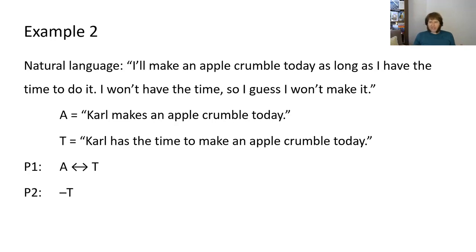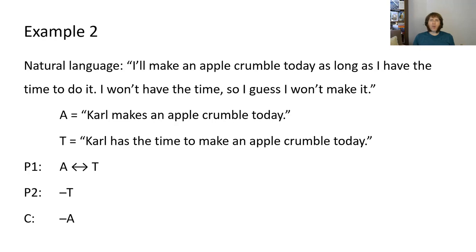Now, what's actually going on in that argument up top is that I'm saying not T, I won't have the time, right? It's going to be false that Carl has the time to make an apple crumble today. Conclusion, not A. It's going to be false that Carl makes an apple crumble today. Said differently, Carl doesn't make an apple crumble today. Carl's not going to make an apple crumble today. It's not the case that Carl makes an apple crumble today. And any other similar statement.